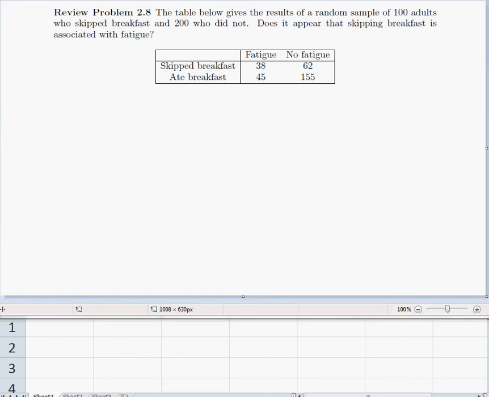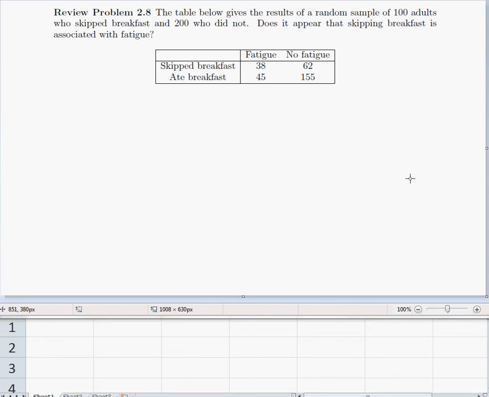Let's now turn to this hypothesis testing problem. We have 300 people that are surveyed. 100 of them skipped breakfast. That's the 38 plus 62. And 200 did not. That's the 45 plus 155. Does it appear that skipping breakfast is associated with fatigue? We'll do this one using the binomial exact test.